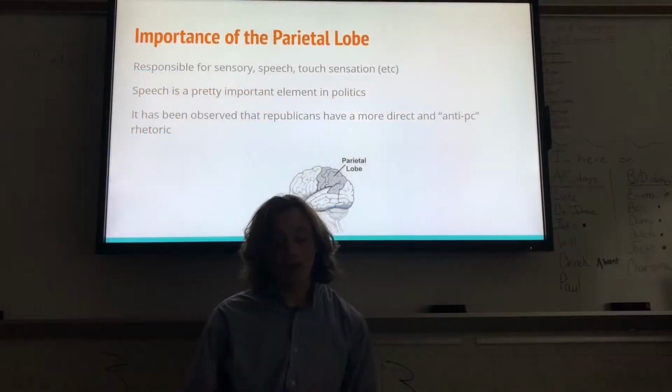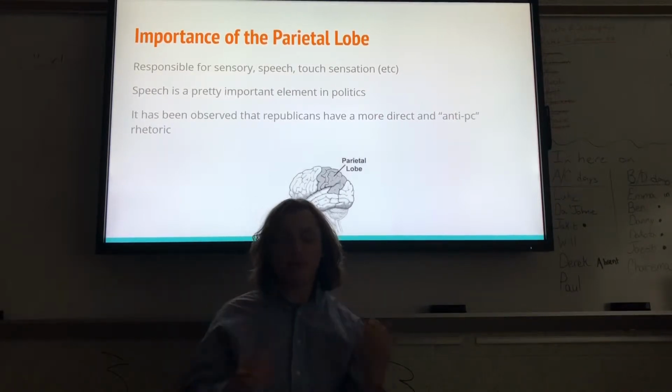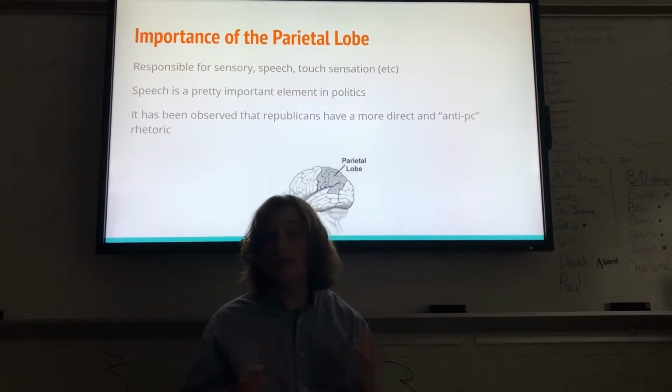Moving on to the parietal lobe, this region of the brain is responsible for sensory, speech, touch, sensation, and also many other different things. Speech is pretty important when it comes to politics. It has been observed that Republicans have a more direct and anti-PC rhetoric, and this may be because of differences in the parietal lobe. I'll cover that a bit later when we go through the actual structure and what makes the difference in politics.